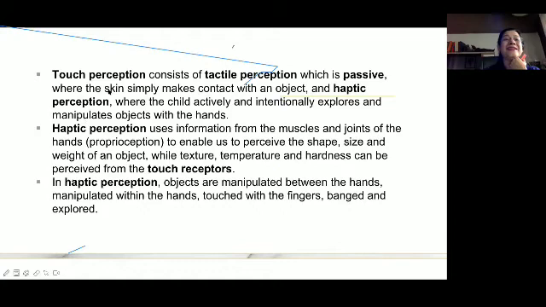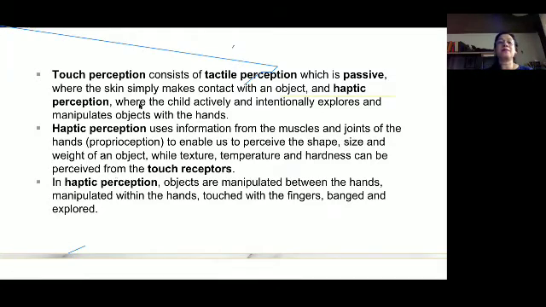So touch perception consists of tactile perception, which is passive, where the skin simply makes contact with the object, and haptic perception, which is when the child actively and intentionally explores and manipulates objects with his hands. Haptic perception uses information from the muscles and the joints of the hand to enable us to perceive the shape, the size, the weight. Texture, temperature, and hardness can be perceived by touch receptors.